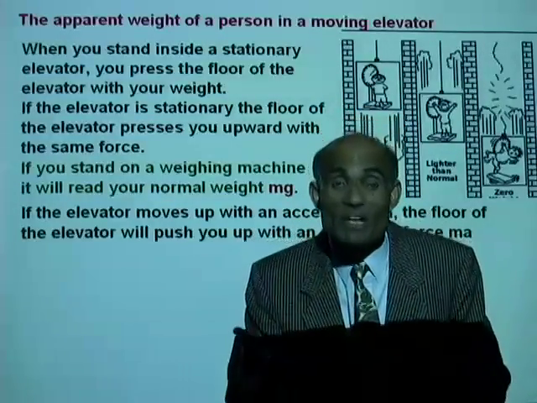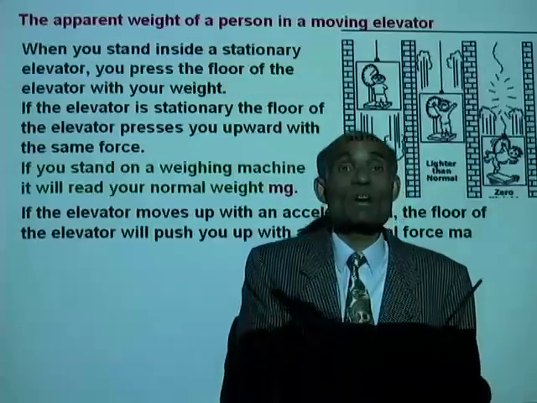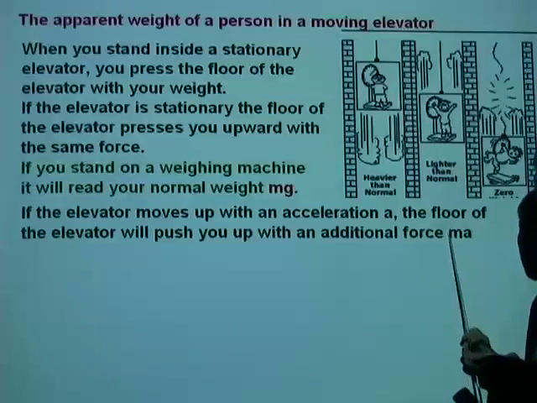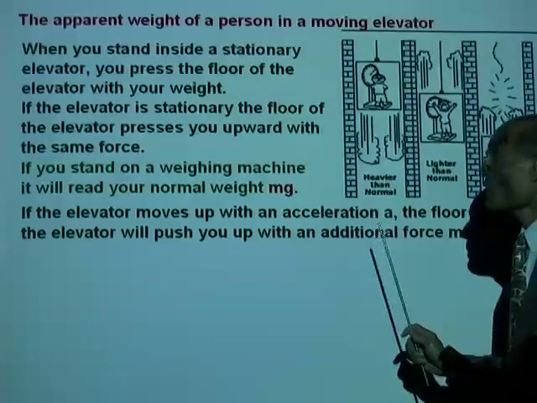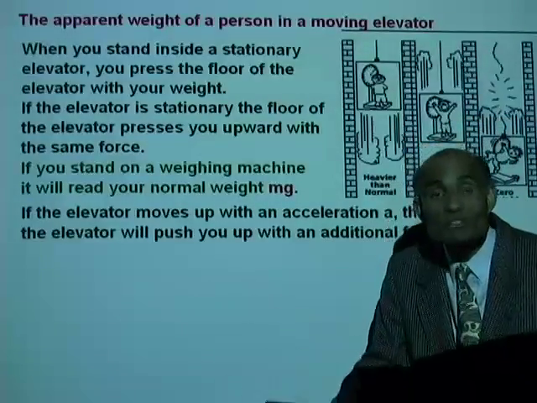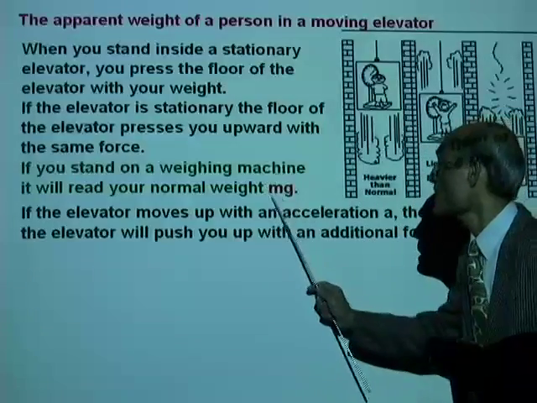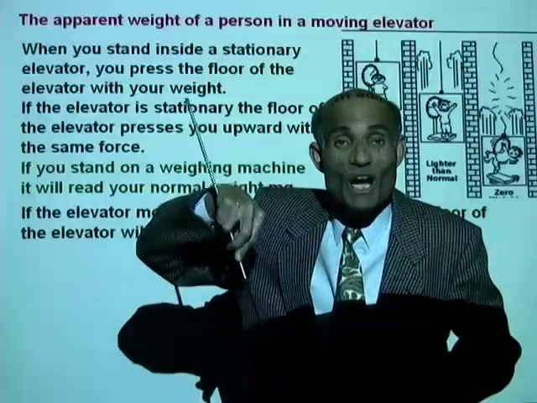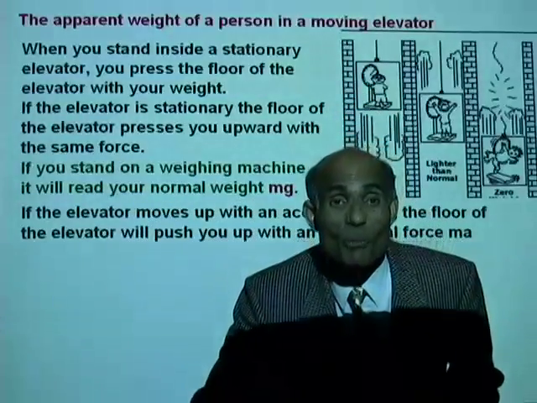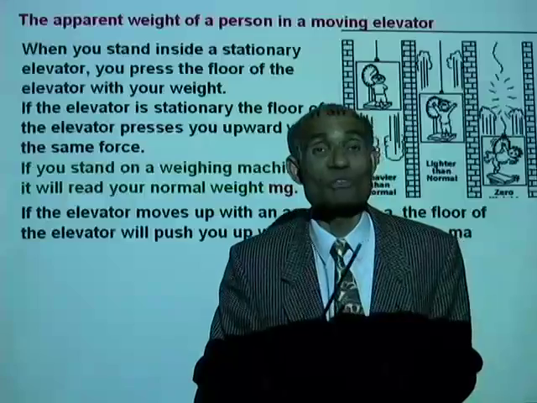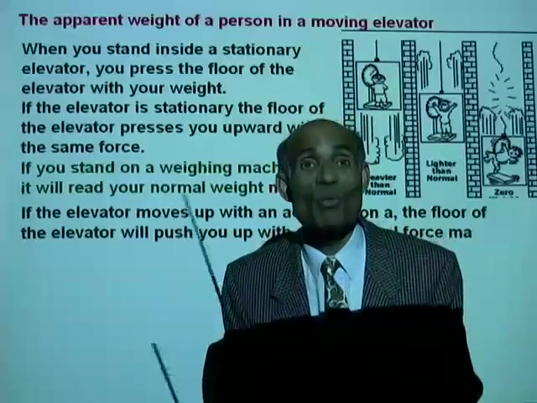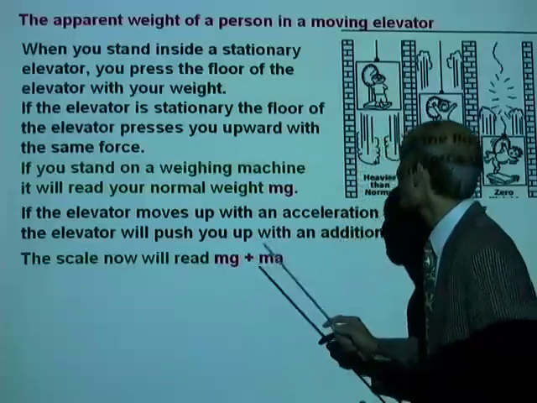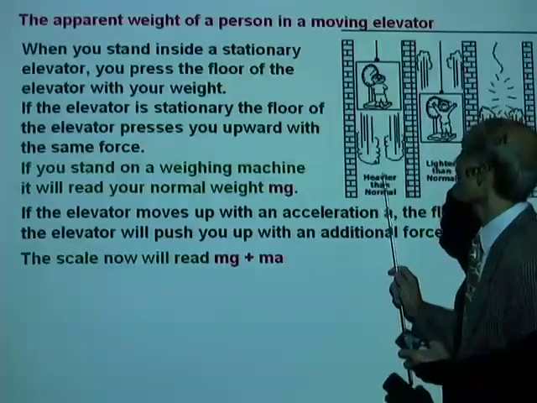Now, the elevator wants to produce an acceleration on you upward. That means it must produce an additional force on you. So what is the force now the elevator is applying on you? It is mg plus ma. And you in turn will press the elevator floor back with the same force. That means your weight will now be greater. So the scale will now read mg plus ma.